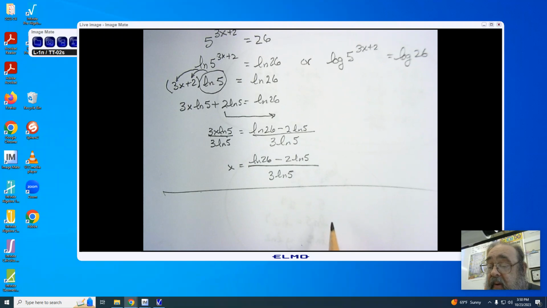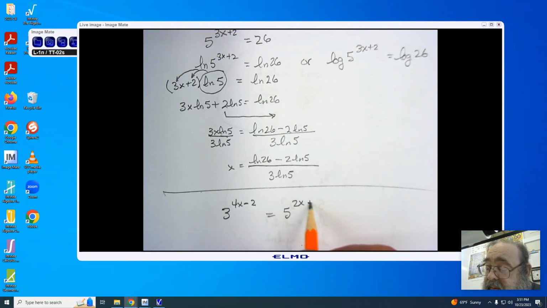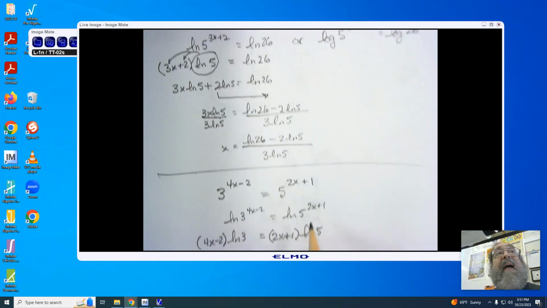The next level of problems have two binomials. Let's go ahead and say we have 3 to the 4x minus 2 equals, and let's do 5 to the 2x plus 1. We're going to put our natural log or log base 10 in front. We're then going to move the power in front, 4x minus 2, parentheses, natural log of 3 equals 2x plus 1, once again with parentheses, natural log of 5.